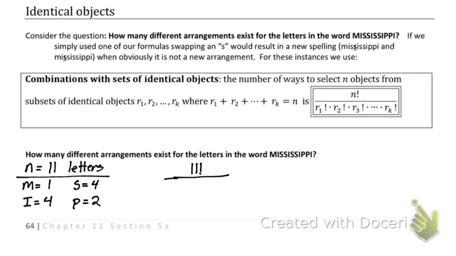It's always a good idea to check. 4 plus 4 is 8, plus 2 is 10, plus 1 is 11. I tackled all the letters. Now all I have to do is take all of those numbers, and on your own you'll realize which ones you don't need to put. But we're just going to put 1 factorial times 4 factorial times 4 factorial times 2 factorial. And our result is going to be the total possibilities of 11-letter words that we could spell with no duplicate words. So we're going to have 34,650.